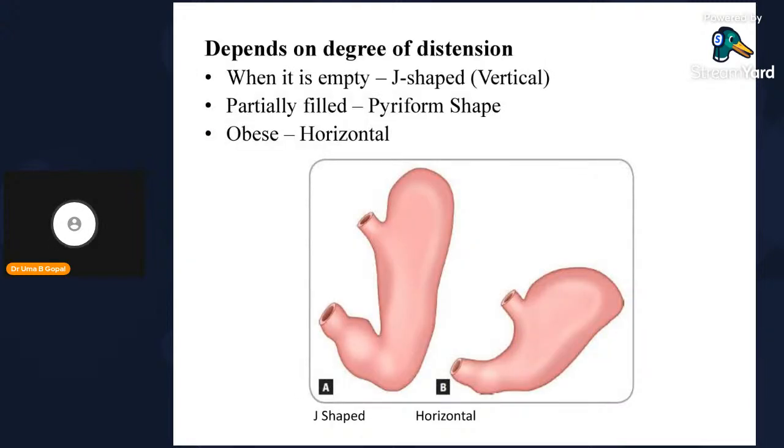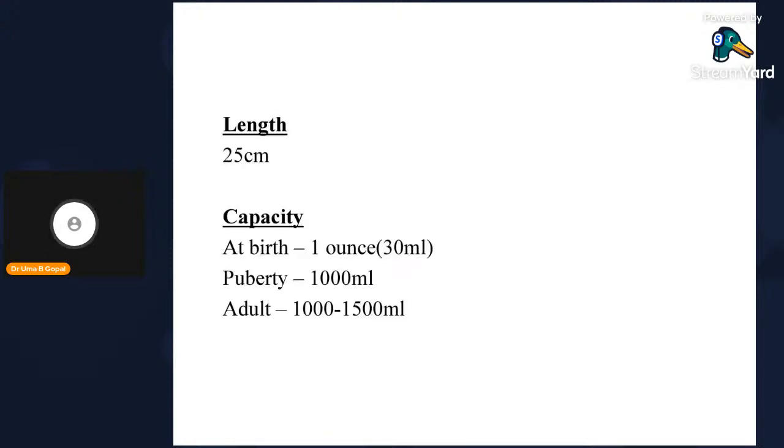Depending upon the degree of distension, when it is empty, the stomach is J-shaped; partially filled, it is piriform shaped; and in an obese person, it is horizontal. Length is 25 centimeters. All these are MCQ questions also, or the stomach will be asked as a 10 marks question. GIT carries around 14 to 16 marks, and if there is a 10 marks question, stomach will be asked.